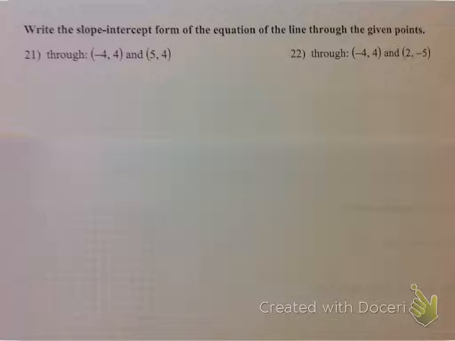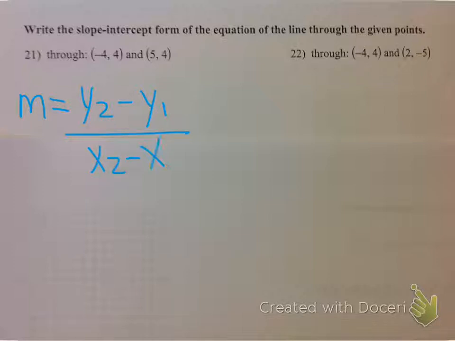Alright, number 21, write the slope intercept form of the equation of the line through the given points. So we're doing the same kinds of things that we did on the first page. We're taking the 2 points. We're going to be using the slope of a line equation, which is the one that has m equals and y sub 2 minus y sub 1 over x sub 2 minus x sub 1. We're going to be finding our slope.